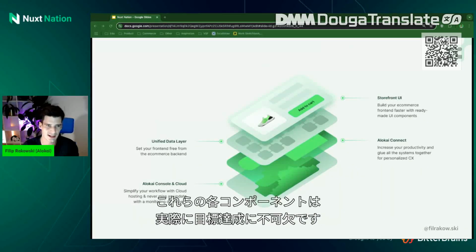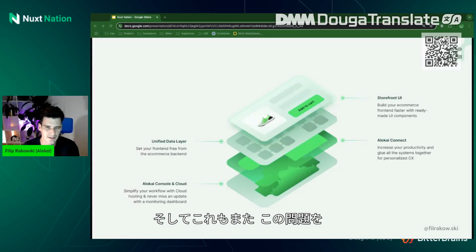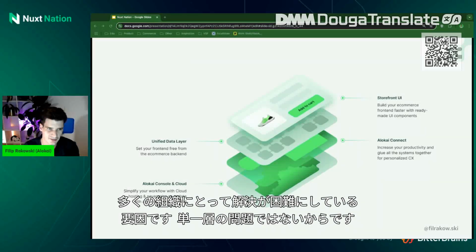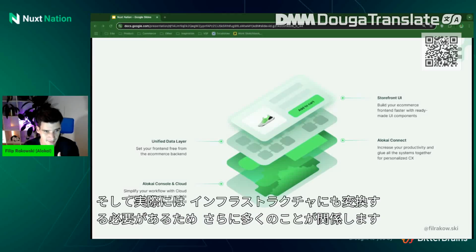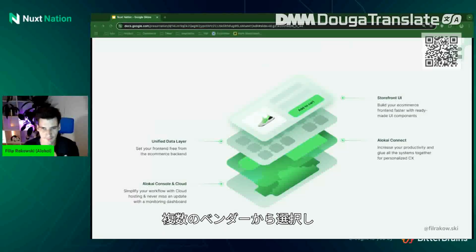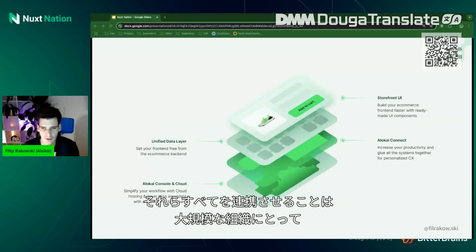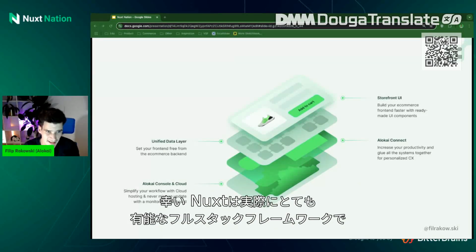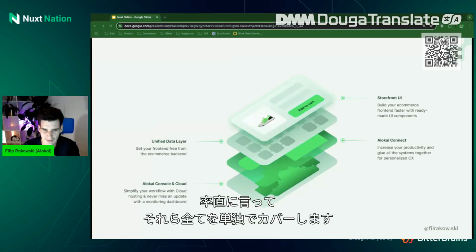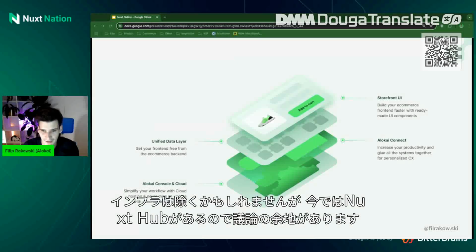And you will see in a moment that each of those pieces is actually critical in achieving our goal. And that's also something that makes this problem so hard to solve for many organizations, because it's not a single layer problem. It's about sharing and inheriting UI, business logic, data, and frankly much more, because it also has to be translated into infrastructure. Picking from multiple vendors and making all of that work together is a Herculean task sometimes for large organizations. Luckily, Nuxt is actually a really capable full stack framework that covers all of that, frankly, on its own. Maybe without infrastructure, but you could argue with NuxtHub right now.